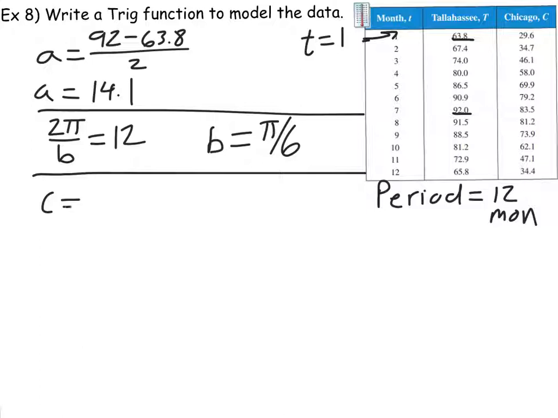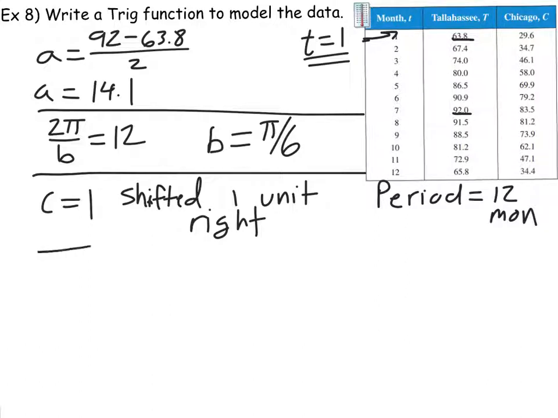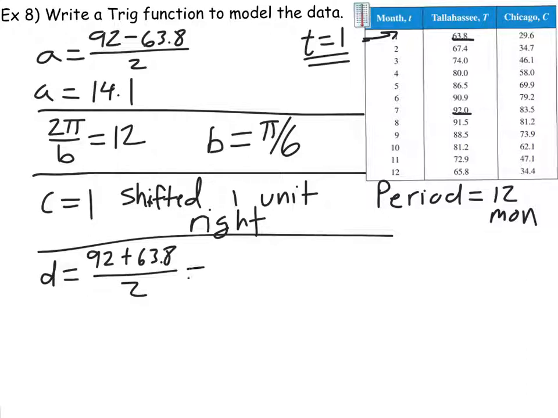All right, C is going to be 1, right? And that was going off of this over here. I want my graph, and there's not really a formula to go to here, but when I think about starting at 1, I want it shifted 1 unit right. Okay? So I'm going to make C 1, and then D, this is max plus min over 2, and we'd get 77.9. Okay?